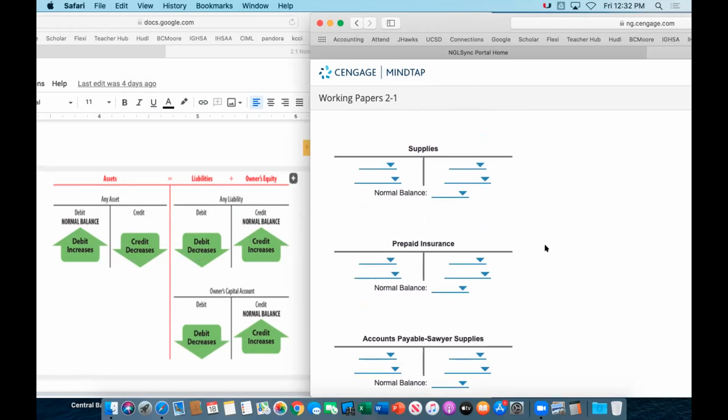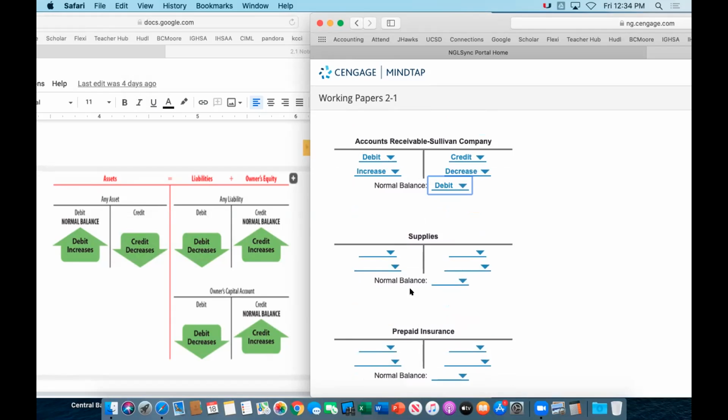So the next two are assets again. So you know what you're doing. Debit on the left, credit on the right. Increase on the debit side. The opposite side of increase is decrease. Normal balance is synonymous with the increase side.